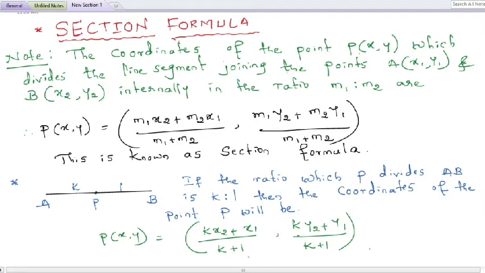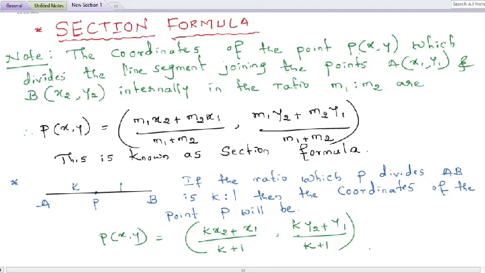So, last class we completed exercise 7.1. Now, we are discussing section formula. See, here first we will discuss the node.